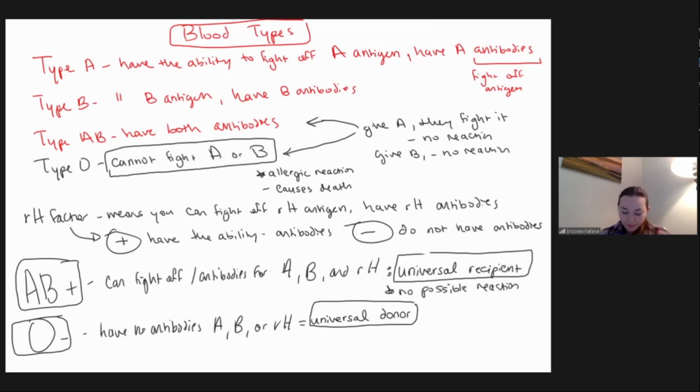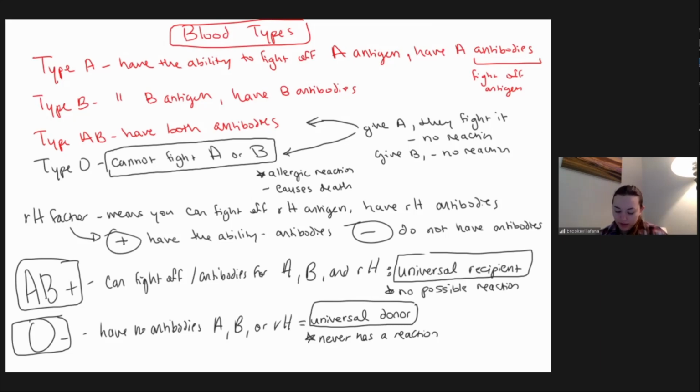Does that make sense? If I have O positive blood, I cannot receive A positive, but I could receive O negative, right? Because O negative has nothing. So just know for your test, the O negative is the universal donor because it never has a cross reaction, never has a reaction with someone else's blood because, again, it has no antibodies. It has nothing that could possibly form a reaction with somebody else's blood.